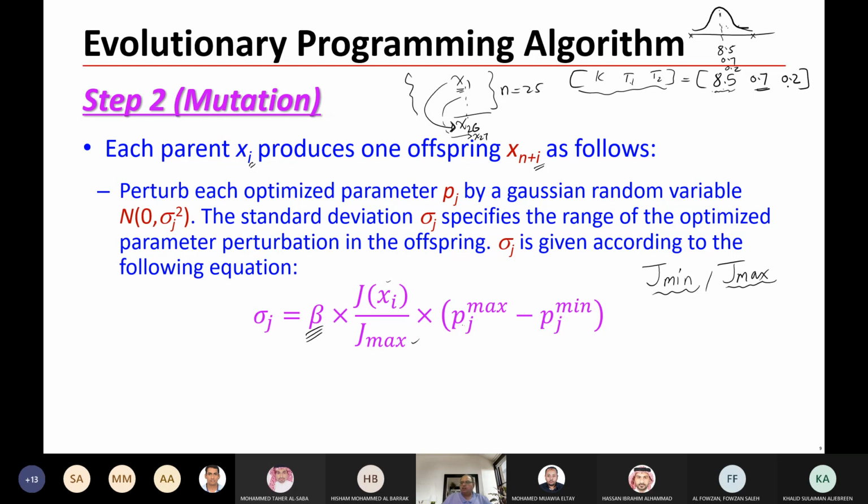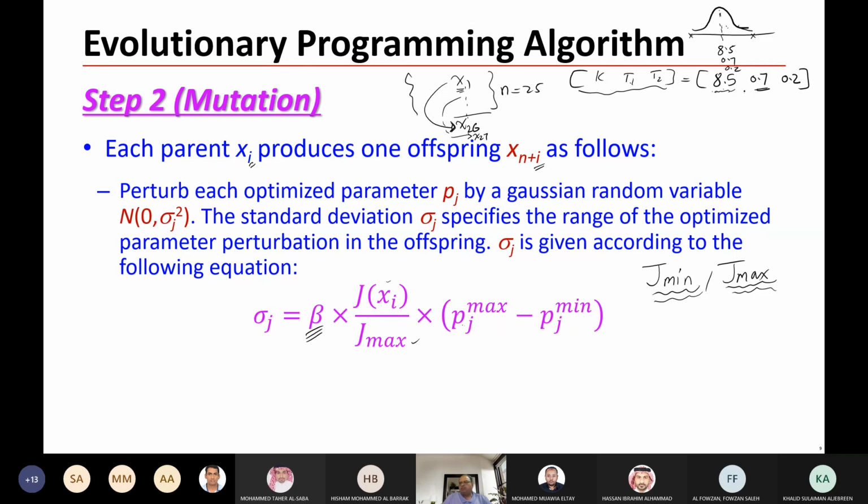If this is the best solution based on the objective function, do you want to go far from these values, or do you want to be very close to this one? Should be very close. Okay, you are right. Definitely you want to be very close if this is the best solution, if this gives you J minimum.